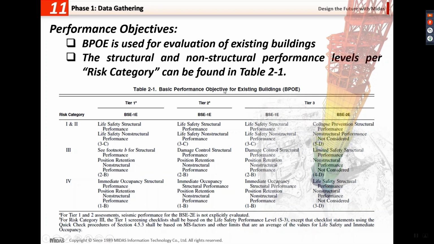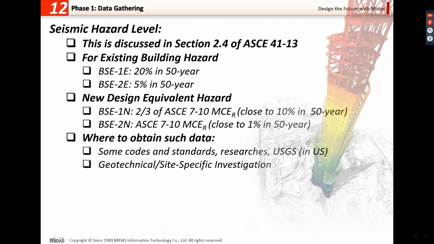So BSE means basic safety earthquake. For the seismic hazard level, this is discussed in section 2.4 of ASCE 41-13. For existing building hazard, BSE-1E has a return period of 20% in 50 years. The seismic event will happen at 20% in 50 years, and for BSE-2E, 5% in 50 years.